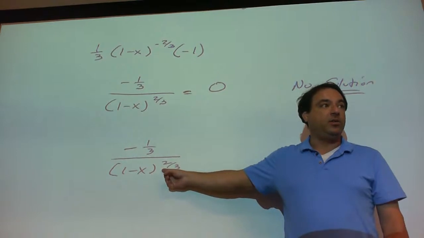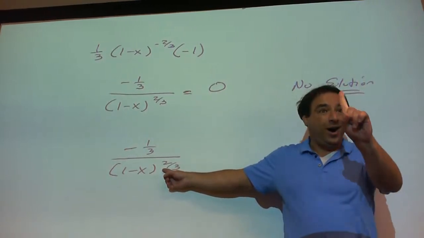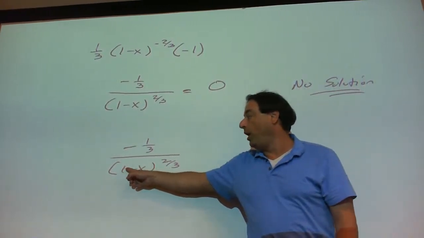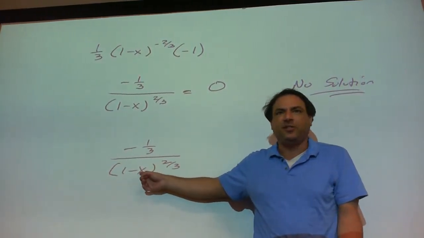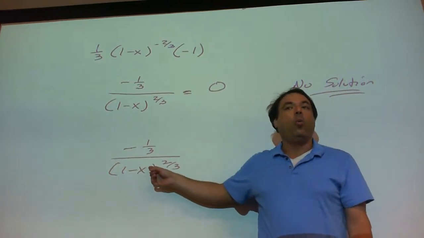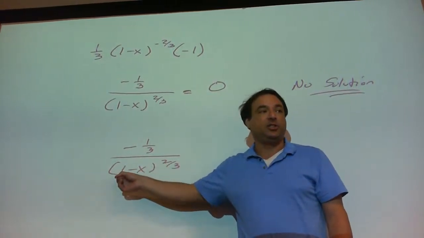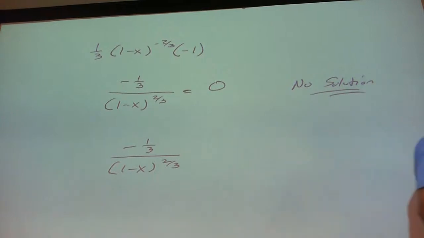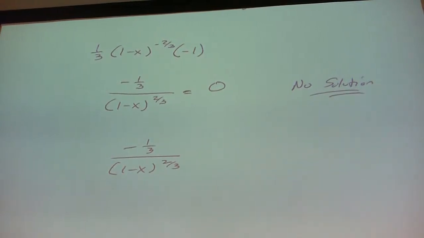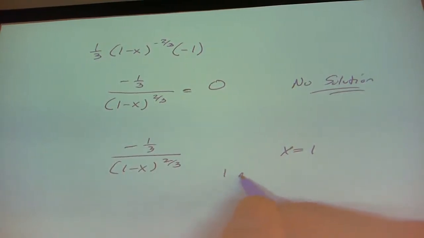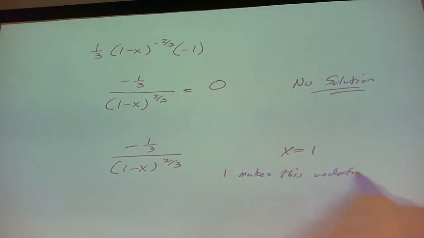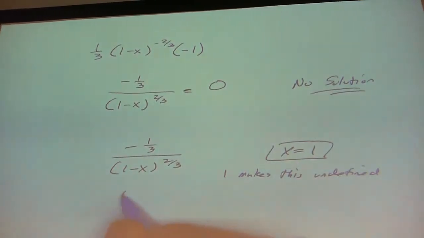Is it 1 or 0? 1. Why? What is 1 minus 1? 0. We can't have 0 in the denominator. If you put 0, 0 is fine. 1 minus 0 is 1. What number makes this 0? And the answer is what? 1. So x equals 1 because 1 makes this undefined. And again, there are no endpoints, so we don't have to worry about that.